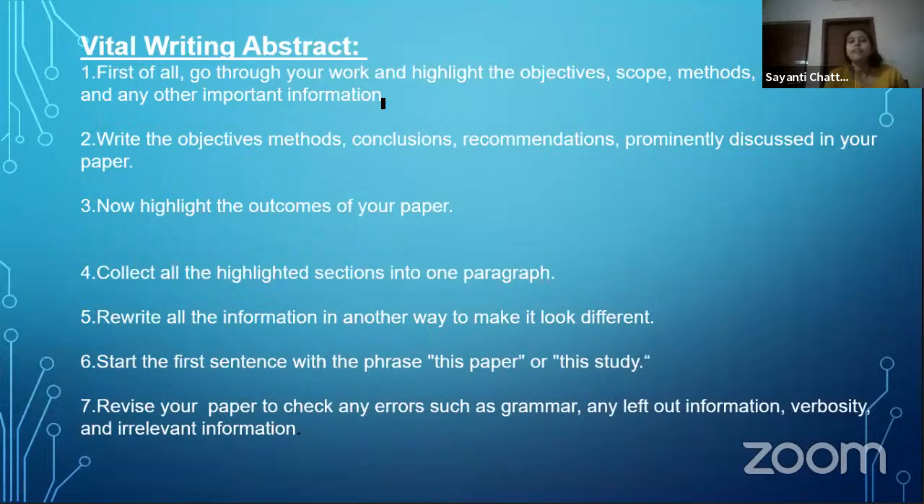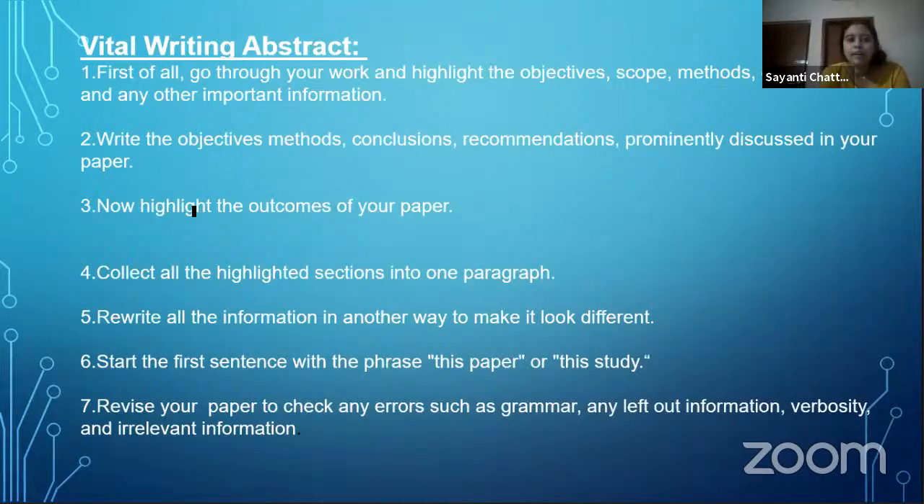Is this better than the existing methods? So these are the scopes, methods. What methods are we using? And conclusion. The conclusion should be one or two lines. Everything. That's why the abstract can be called a mini paper.